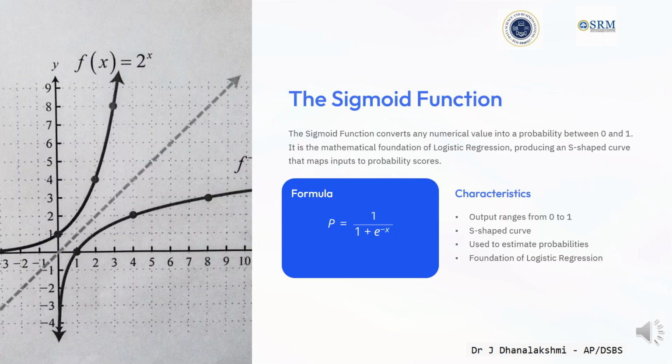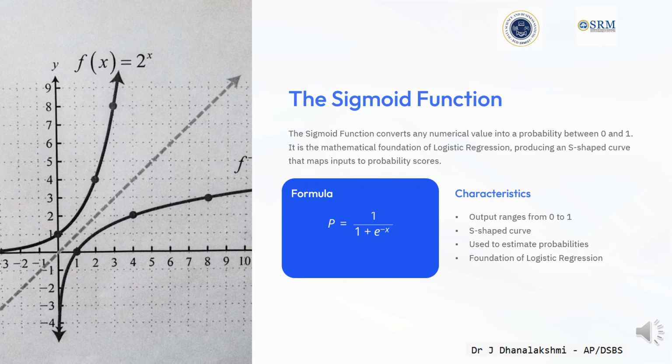The sigmoid function is the mathematical foundation of logistic regression. It transforms any numerical value into a probability between 0 and 1, making it suitable for classification tasks. The function follows an S-shaped curve, where very small values approach 0 and very large values approach 1. The probability generated by the sigmoid function helps determine the most likely class for each observation. Because of this transformation, logistic regression can estimate the likelihood of customer purchases, churn, fraud, and many other business events with high accuracy.